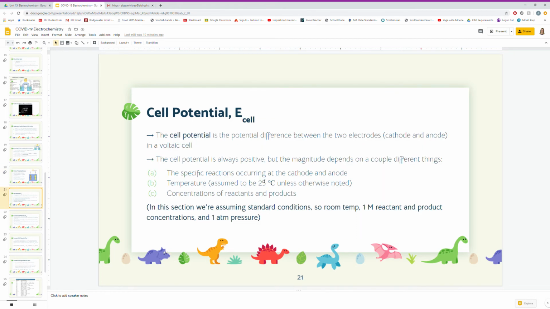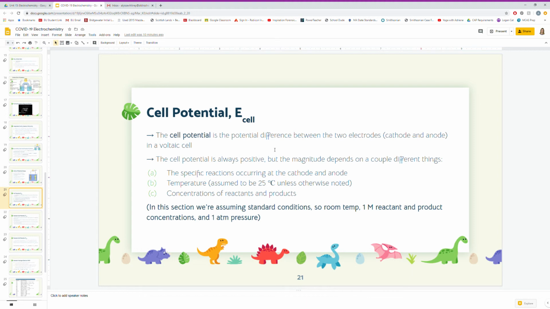So now let's talk about cell potential, or E cell. Cell potential is the difference between the two electrodes, the cathode and the anode, in a voltaic cell. The cell potential is always positive because the magnitude of the cathode should be greater than that of the anode, and the cathode is always more positive, so you should always have a positive cell potential. But the exact magnitude depends on a couple of different factors.